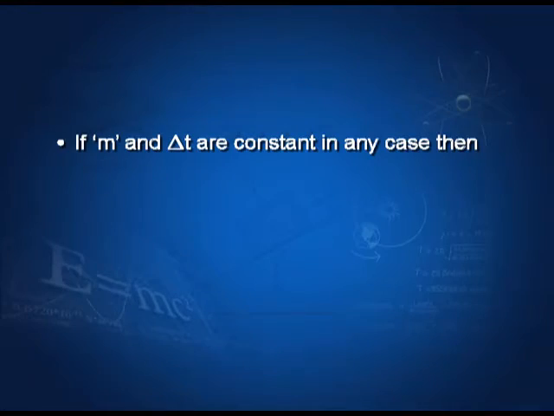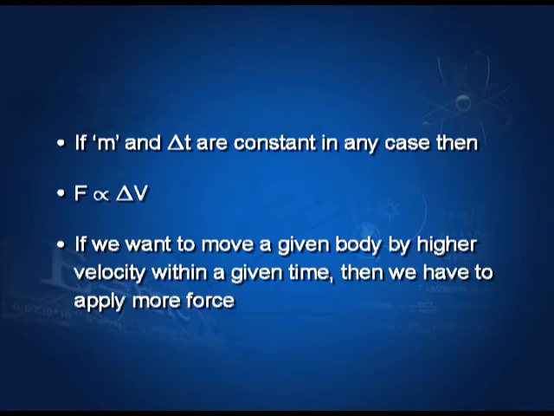For example, I have a truck and a bicycle. Both are moving with the same velocity and I have to stop them within the same time interval. Then I will have to apply more force on the truck. Now, if mass m and delta t are constant in any case, then force will be directly proportional to change in velocity. That means, if we want to move a given body by higher velocity within given time, then we have to apply more force.